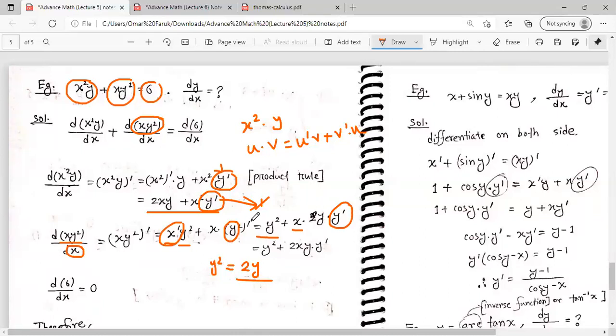So in total, derivative of y square with respect to x will be 2y into y derivative, okay? 2y into y derivative. So now, if you simplify this, it will be y square plus 2xy into y derivative. Guys, can you understand?